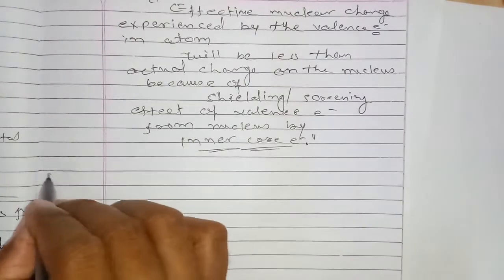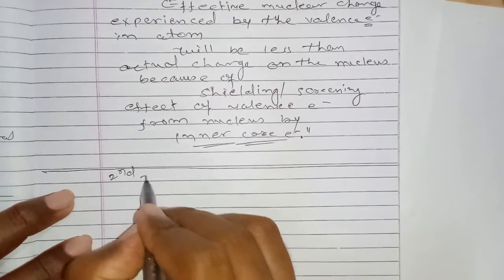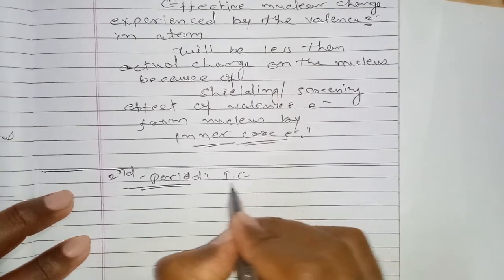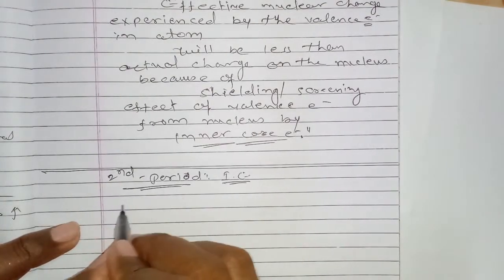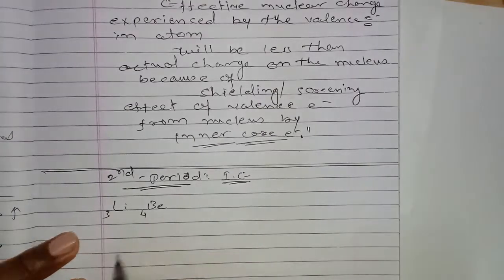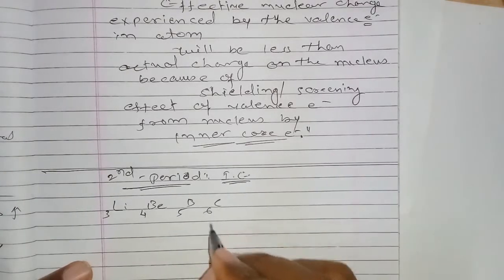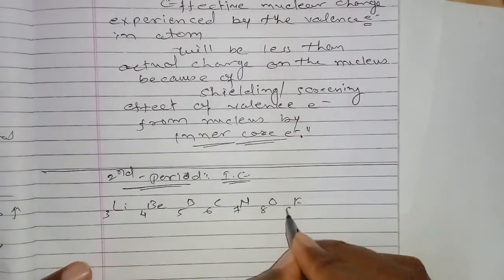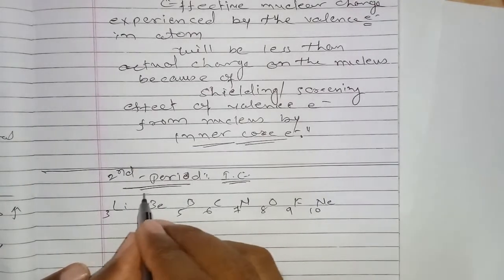Now the general trend of ionization enthalpy in the second period. For the second period, the elements are lithium, then beryllium, its atomic number is 4, for boron is 5, for carbon 6, for nitrogen 7, for oxygen 8, for fluorine 9, and for neon is 10. This is the general trend.